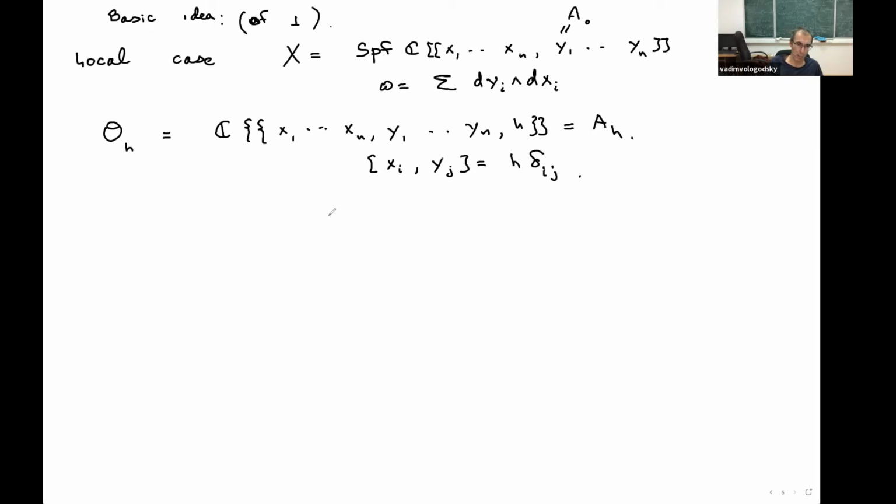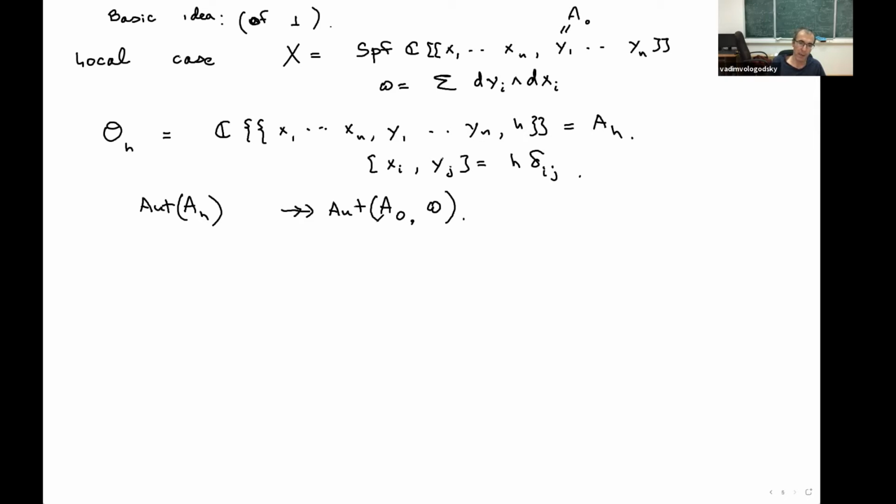In order to glue it, you have to study what happens if you change these Darboux coordinates. So you have to look at the automorphism group of this local model, the group of automorphisms of this formal power series preserving omega, and compare it with the group of automorphisms of the quantization. Of course, there is a map from one group to the other. If you have an automorphism of A sub h, you can reduce it mod h. It will automatically preserve the symplectic form. And one can even show that this map is surjective.